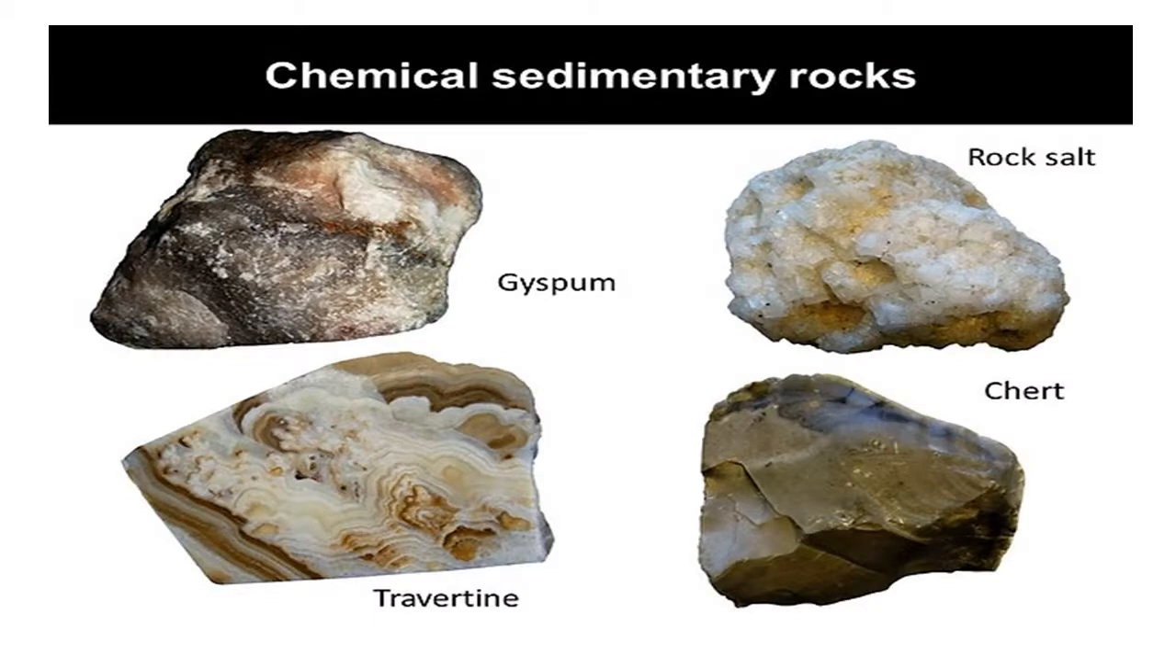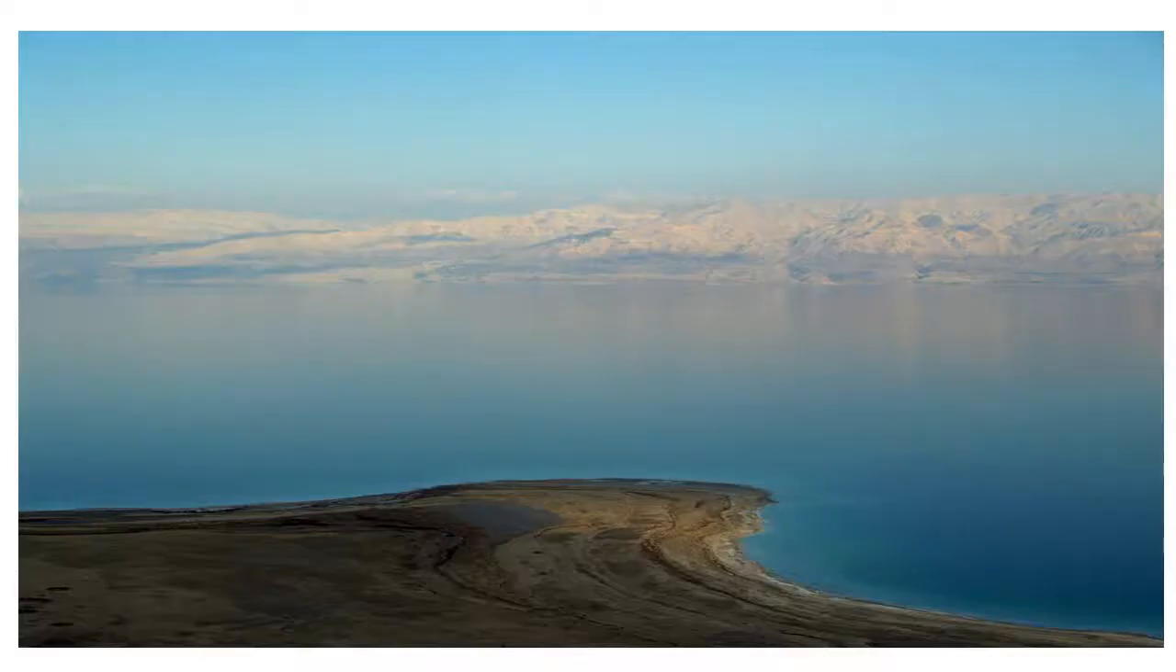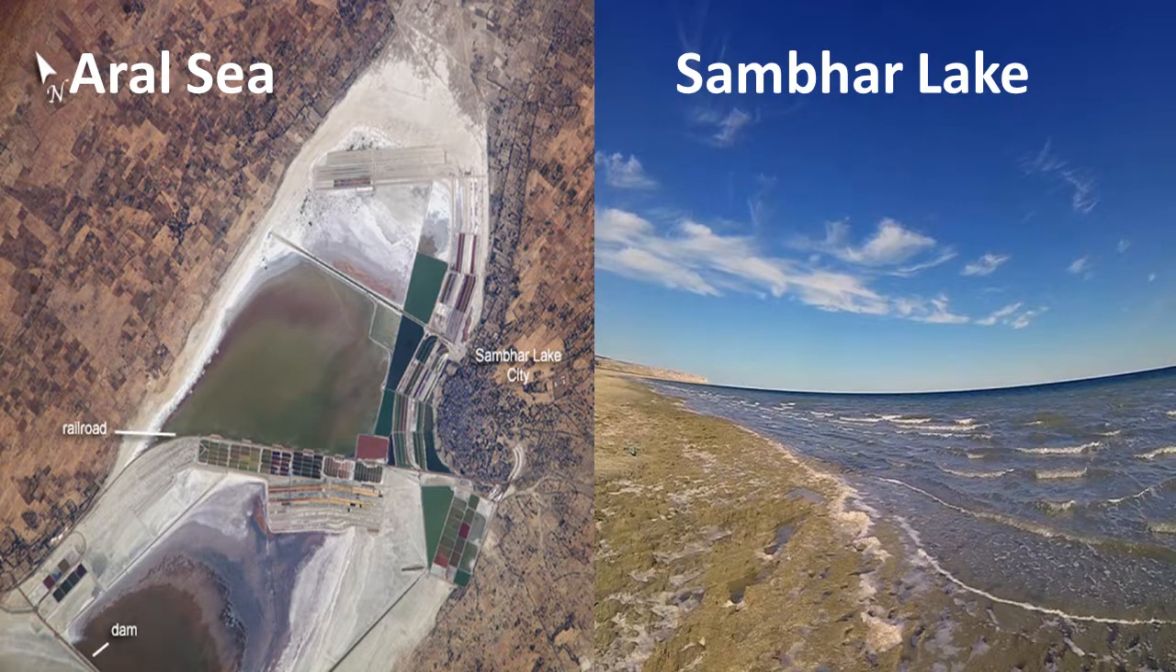Next is chemical sedimentary rocks. The running water contains chemical materials in suspension. When this chemically active water comes in contact with rocks, it is able to remove the soluble materials from the rocks. These chemical materials, after settling down, are compacted and cemented to form rocks. The deposition generally takes place in lakes and lagoons. For example, gypsum and rock salt. Rock salt is found in Dead Sea, Aral Sea, and Sambar Lake in Rajasthan.